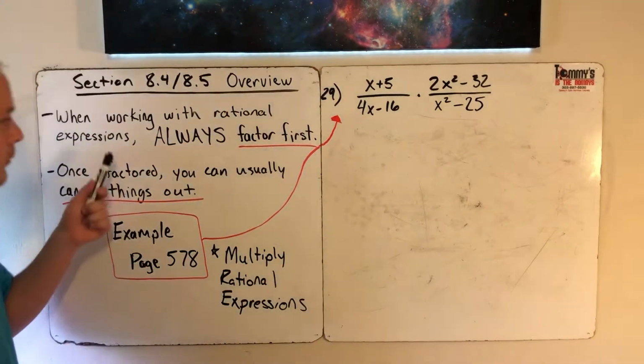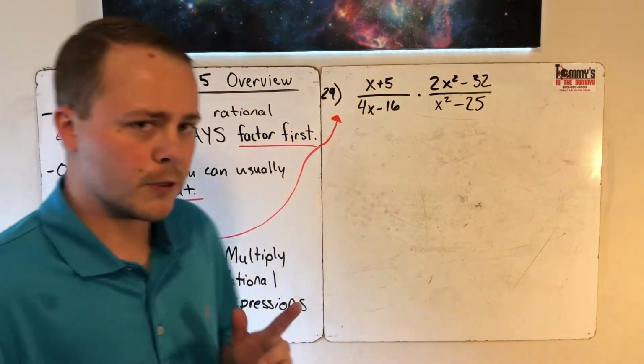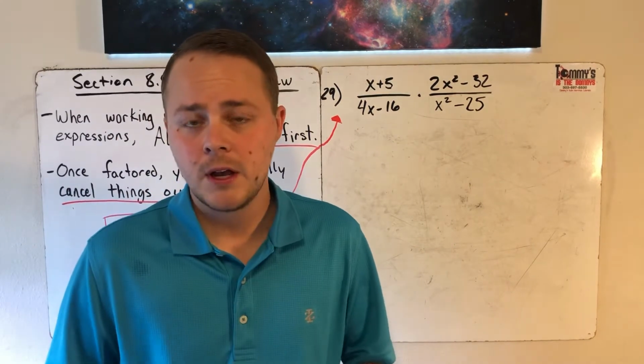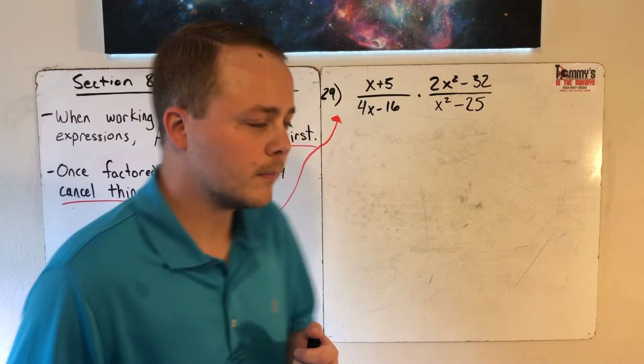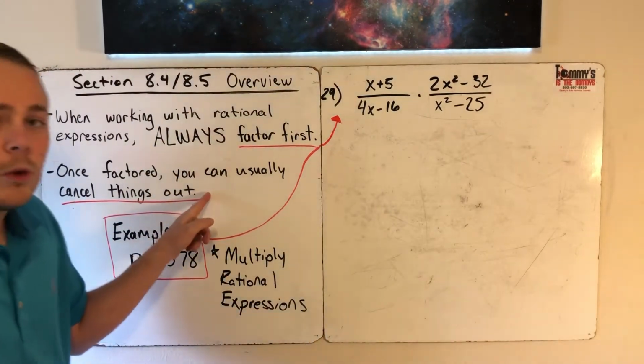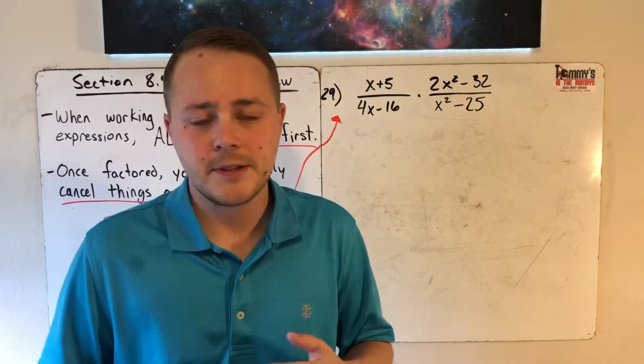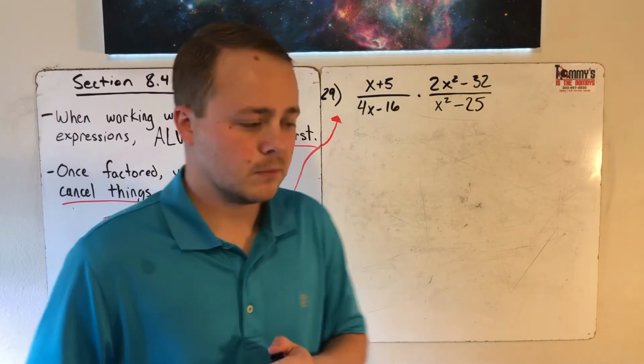So, I have two rules of thumb. First rule of thumb is to factor. Before you do anything else in these problems, it's important that you factor everything out completely, okay? Then, once you've factored things out, you can actually cancel stuff out, okay?